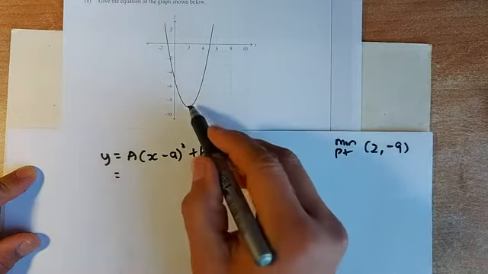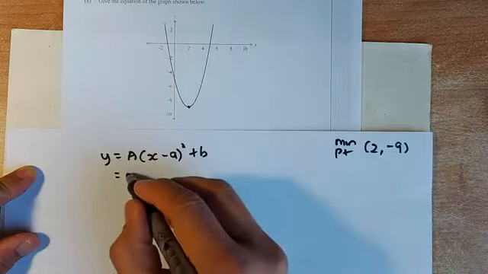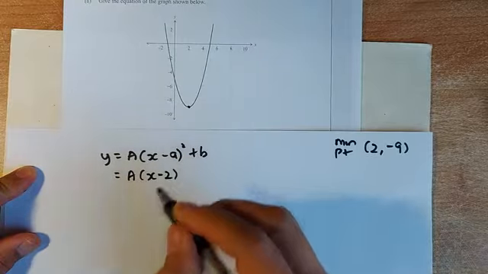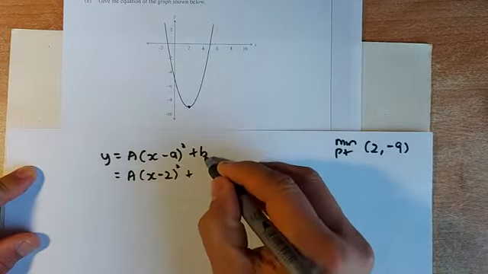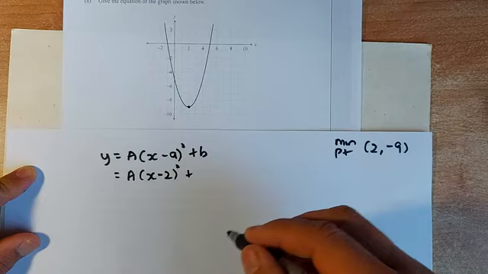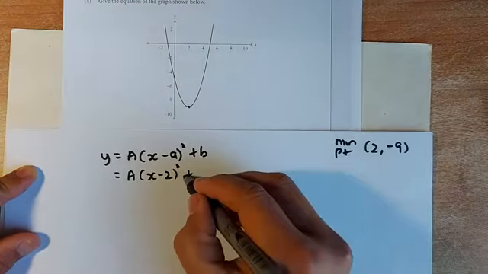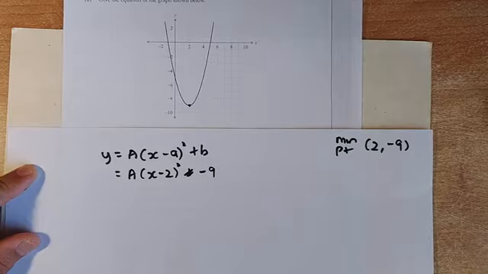In this case, it has moved 2 to the right and 9 down. So your a has to be -2 because it has moved 2 to the right, squared, and the b will represent up and down. If it is up, it is positive. If down, it is negative. In our case, it's gone down 9, so it's going to be -9. So that is the general equation of the graph.